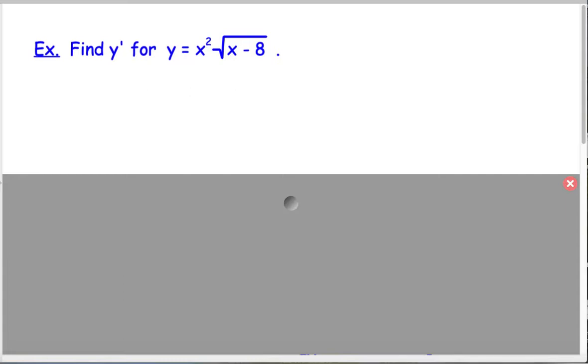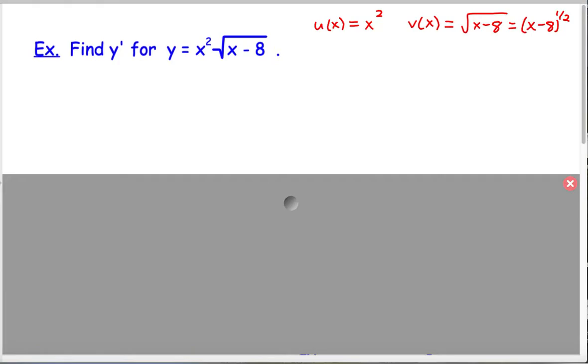Find y prime for y equal x squared times the square root of x minus 8. So the first thing you look at and say, is there any way we can simplify this? And well, the answer to that is really no. So now I want to think of this as two functions multiplied together. So that u of x function, I'm looking at the x squared and thinking that's one of the functions. And then the other function, v of x, is the square root of x minus 8, or another way of writing that would be x minus 8 to the 1/2 power.